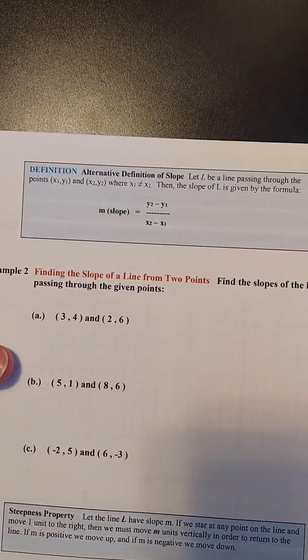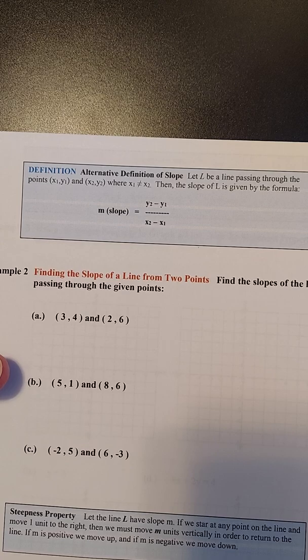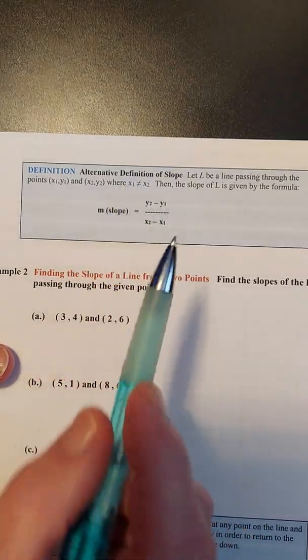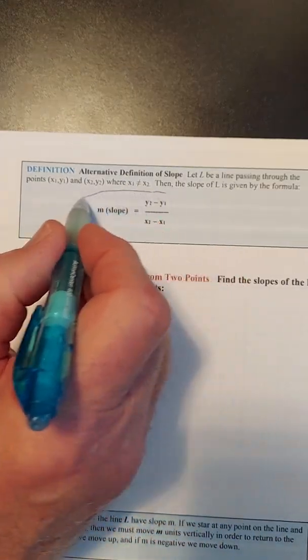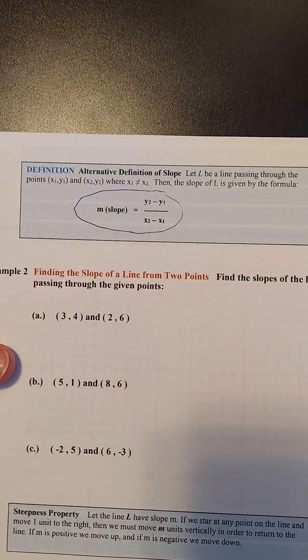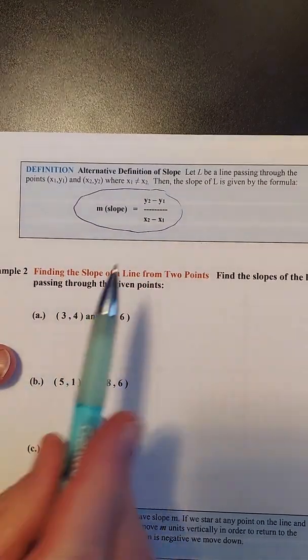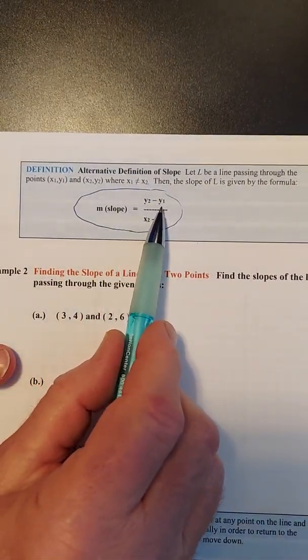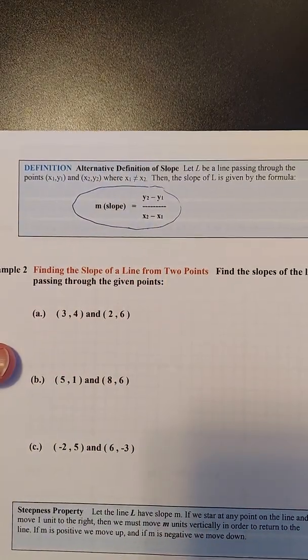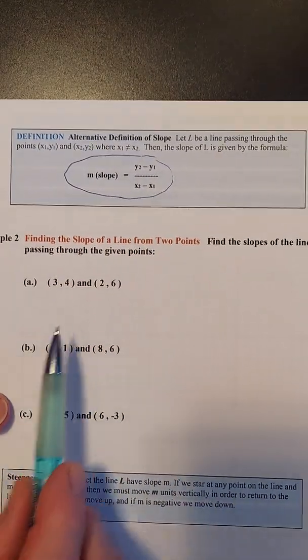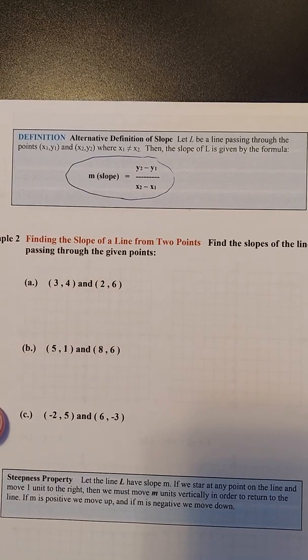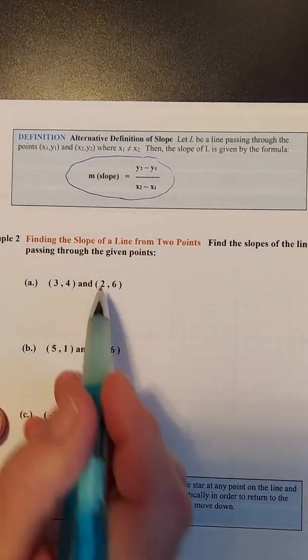Page 2. In the book, they say an alternative definition, but basically all it is, it's this formula, and you've seen this before. If you're given 2 points, you can find the slope by taking y2 minus y1 over x2 minus x1. I've got 3 examples down here. I want to find the slope of a line that goes through those 2 points.